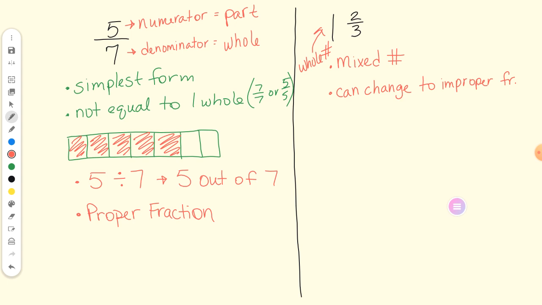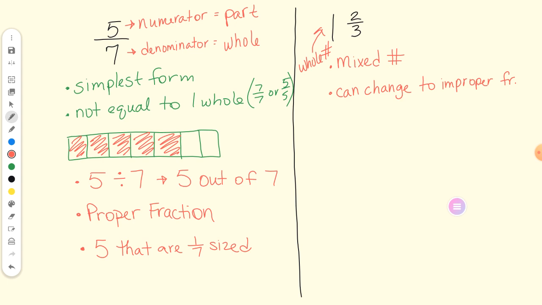But what I want to start stressing is that 5/7 means you have five that are 1/7 sized. Really, you have 5 pieces. I should have added in pieces. 5 pieces that are 1/7 sized.